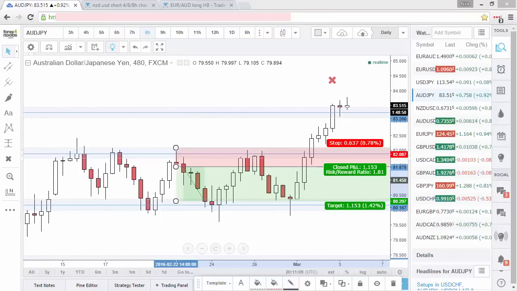At what point do I move my stop loss to break even? Well, I don't. I just target 1 to 2. I don't move my stop loss to break even anymore. I used to, but I don't anymore.